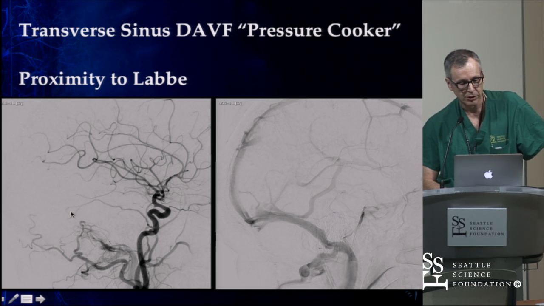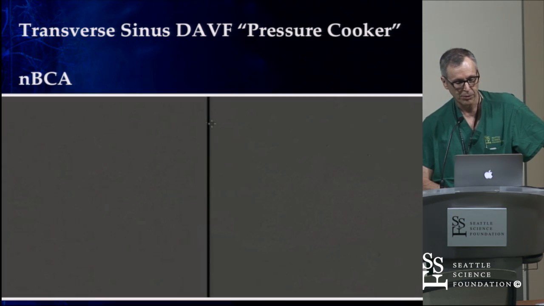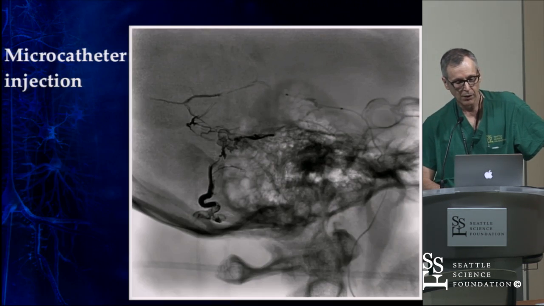is we put two catheters into that middle meningeal. So this middle meningeal is going to supply this fistula here. We put two catheters into that, an Apollo with a detachable tip distally and a little Echelon proximally.